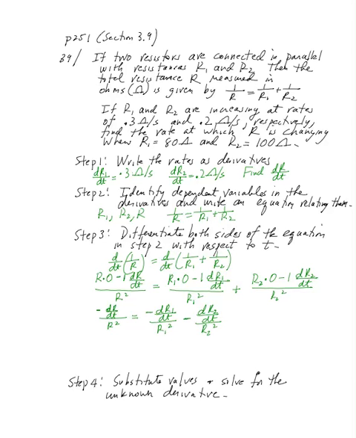If two resistors are connected in parallel with resistances R1 and R2, then the total resistance R is given by 1 over R equals 1 over R1 plus 1 over R2. If R1 and R2 are increasing at the rates of yada yada and yada yada, respectively, find the rate at which R is changing when yada yada.